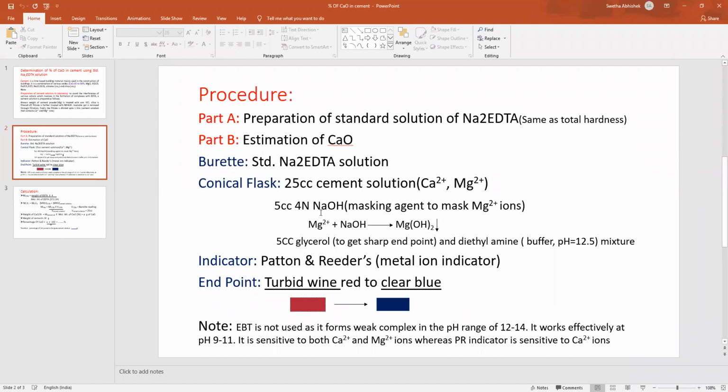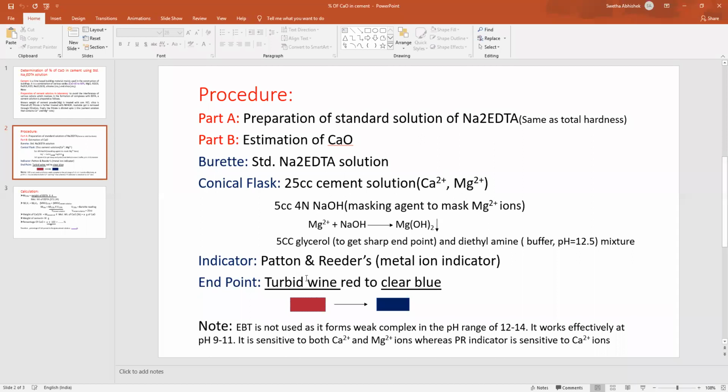So NaOH acts as a masking agent, glycerol helps in getting a sharp endpoint, and diethylamine maintains a strong pH of 12.5. Then the indicator. What is the name of the indicator used in calculating the percentage of calcium oxide? We use Patton and Reeder's indicator, which is also a metal ion indicator, because normally we use metal ion indicators in complexometric titration. Metal ion indicators are those indicators which form complexes with metal ions and indicate the presence of metal ions.